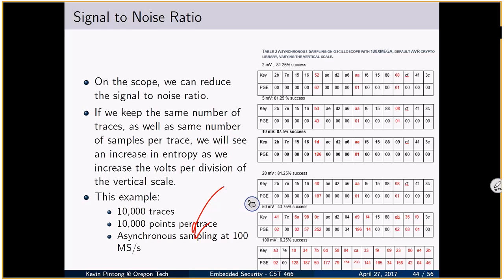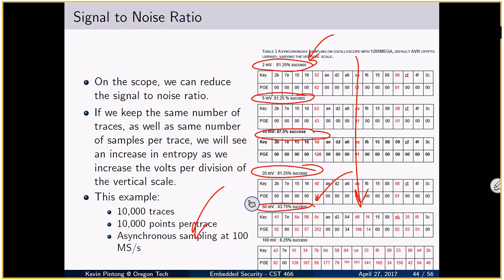Okay, so that's the advantage of synchronous sampling. Here I'm showing what happens when I vary the vertical scale. Each graticule on the scope, each box on the scope, if it represents 2 millivolts versus 50 millivolts, you decrease the success rate as you decrease the signal to noise ratio. Does everyone follow that?